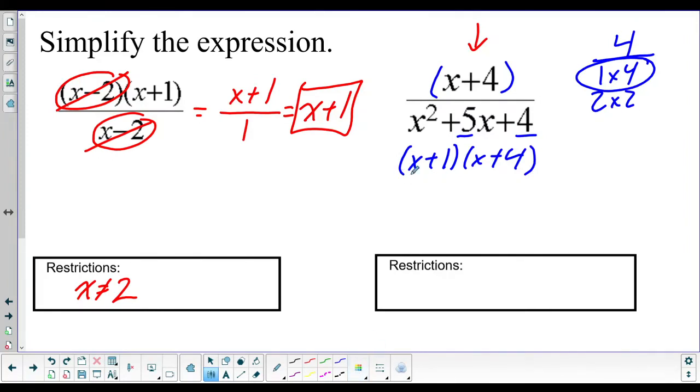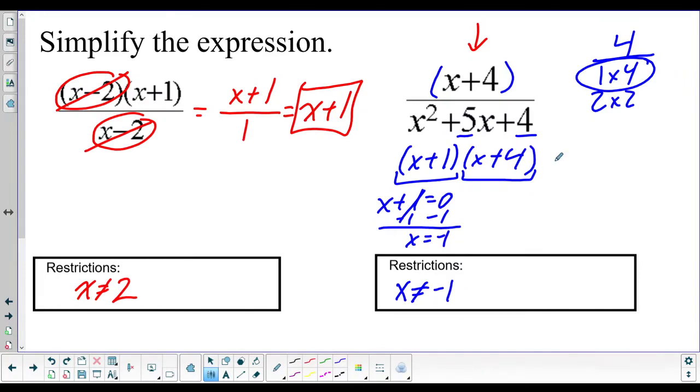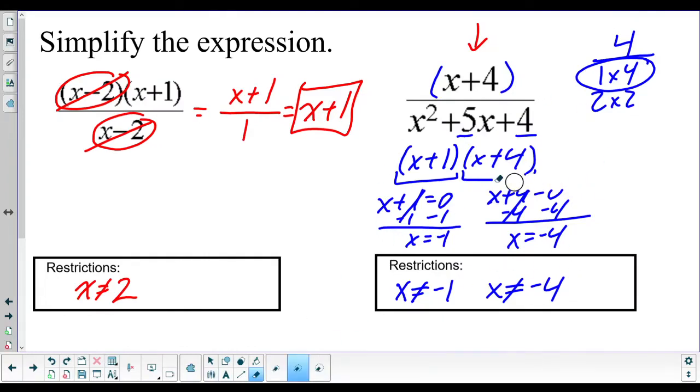Now step 2, we set the factors in the bottom equal to 0. So x plus 1 equals 0, subtract the 1 over, x equals negative 1. That's a restriction. X cannot be negative 1. Same thing here, x plus 4 equals 0. Subtract 4 on both sides. These cancel. X equals negative 4. So x cannot equal negative 4. That's a restricted value.